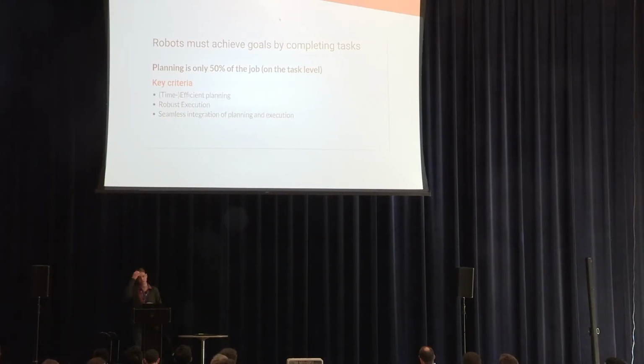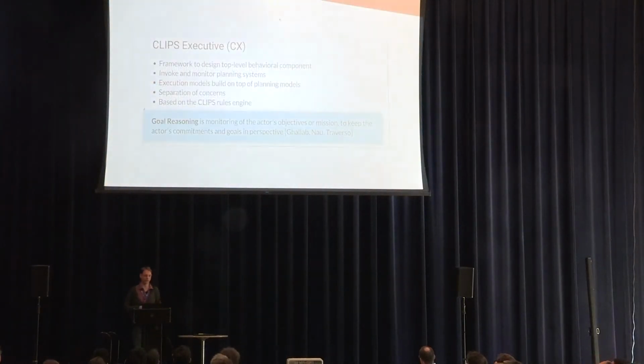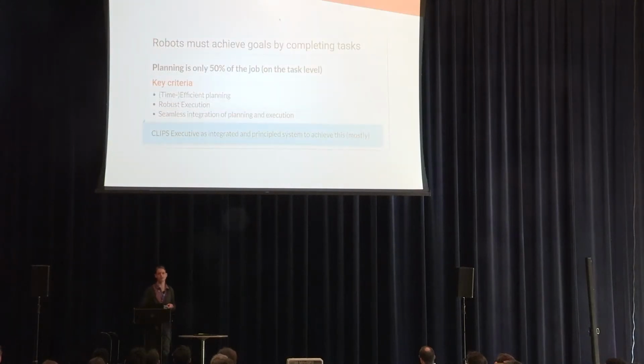Some key criteria in robotics are, of course, time-efficient planning, meaning also the time that it takes to plan. We need robust execution so that we can account for failures, and we need seamless integration between the two. Here, I'm going to talk about the CLIPS Executive as one system that we developed that integrates these aspects in a mostly principled way, as you will see.